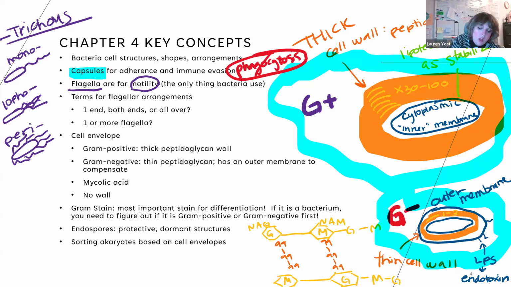peritrichous. Okay. And if you are a cell that has one at each end, that would be both, which is amphitrichous. If you do not have flagella, you don't fall into this category. A lot of our cocci type of bacteria, like staphylococci, for example, are non-motile, so they lack flagella. But any of our bacteria that are motile have at least one flagellum. Flagellum is the singular, and that's the gist of how that will work.